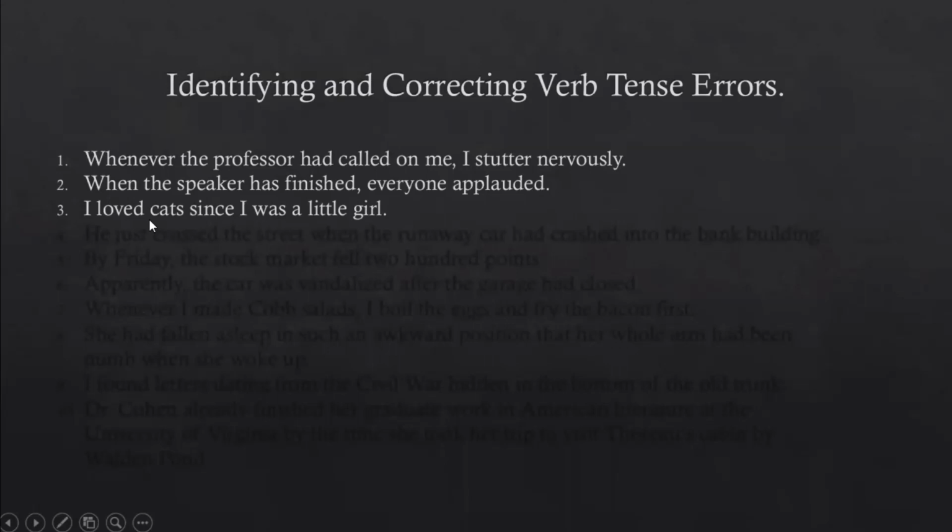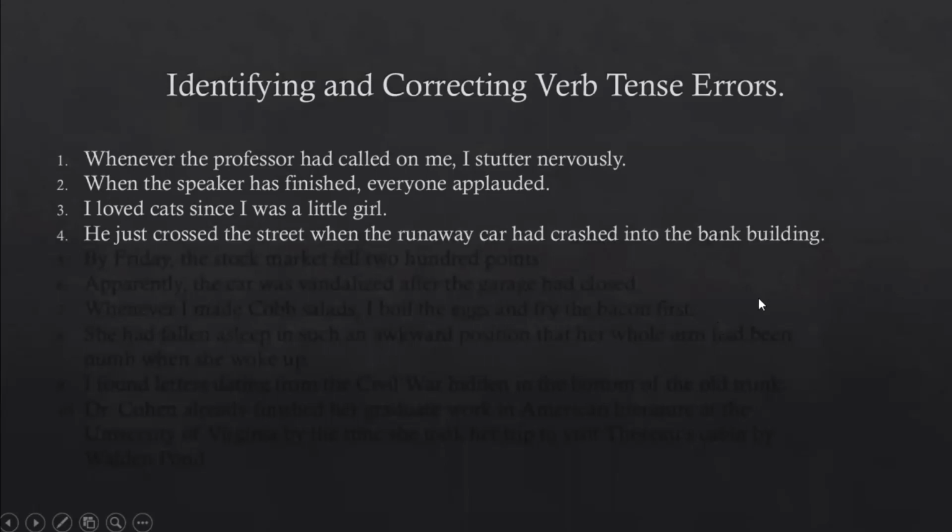Okay, we say these things all the time. I think sometimes we just don't quite know why we're doing it. One more example, because it's another perfect tense that I want you to have a sense of what this is. He just crossed the street when the runaway car had crashed into the building. So you've got a past tense and a past perfect tense verb here.